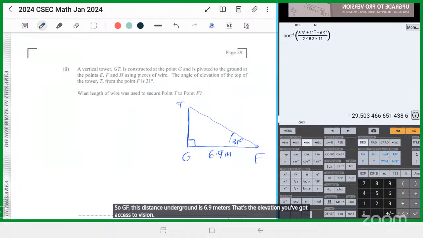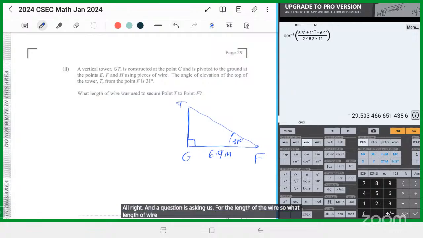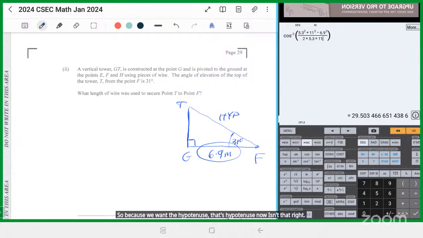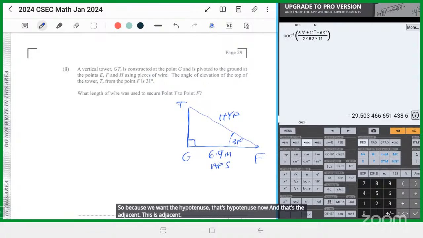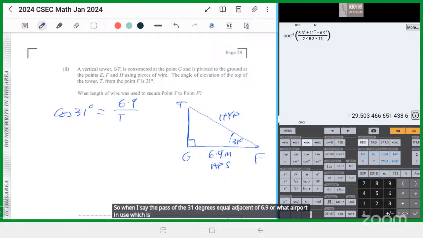All right, and the question is asking us for the length of the wire. It says, what length of wire connects up here? So it's T to F. We want to find the length of that wire. Because we want the hypotenuse in that right angle triangle, and 6.9 is the adjacent to this angle, I want to use cos. Cos is adjacent over hypotenuse. So cos of 31 degrees equals the adjacent, 6.9, over the hypotenuse, which is TF that we're trying to find.